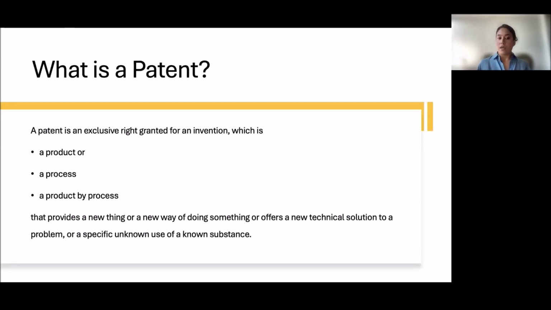And it's a new thing. It could be a new thing, a new way of doing something, or offering a new solution to a long-standing problem. And there are also so-called use patents, and they are for a specific unknown use of a known substance. And it should be for a therapeutic or surgical application that is unknown. For example, Viagra was originally a heart medication, but then it had other functions, so that specific function was patented later.